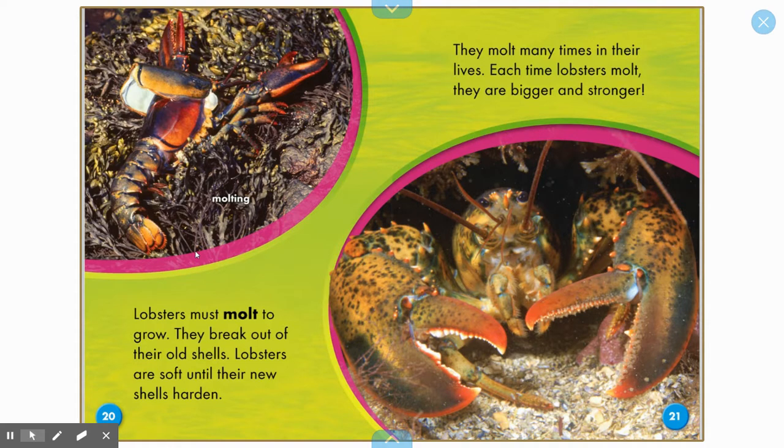Lobsters must molt to grow. They break out of their old shells. Lobsters are soft until their new shells harden. They molt many times in their lives. Each time lobsters molt, they are bigger and stronger. Let's look at this first image. The label is molting. That means this picture is actually a lobster changing out of its shell.